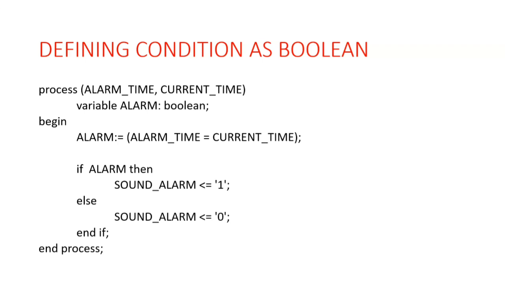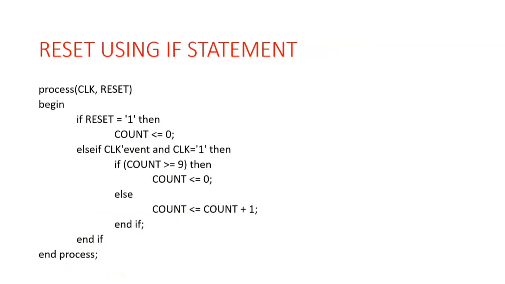Boolean means either true or false, right? So if it is true, then one condition is satisfied, else the other condition. Okay, so just like that. This is how you define the Boolean variable, and based on it you write the if statement. Again, you have to write the end if and then write the end process.